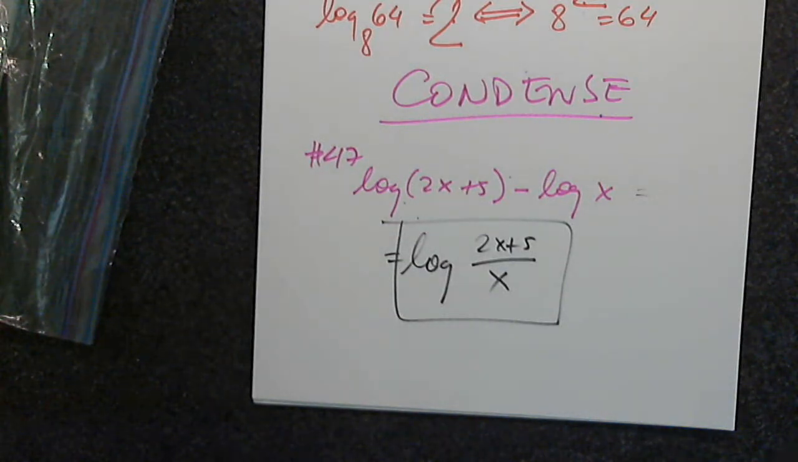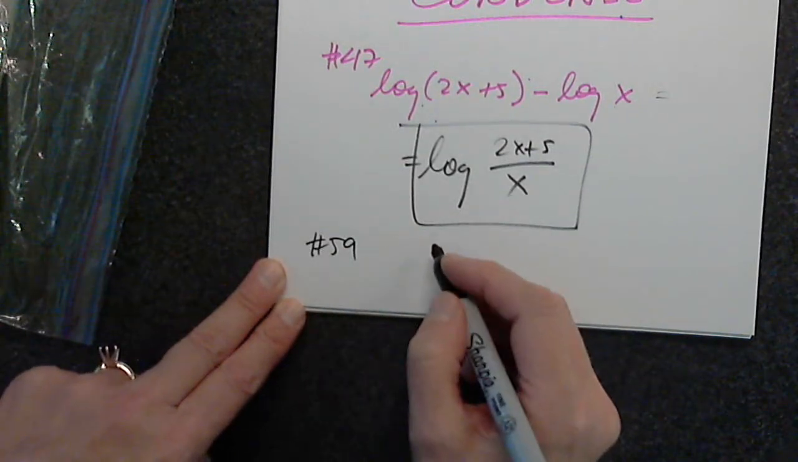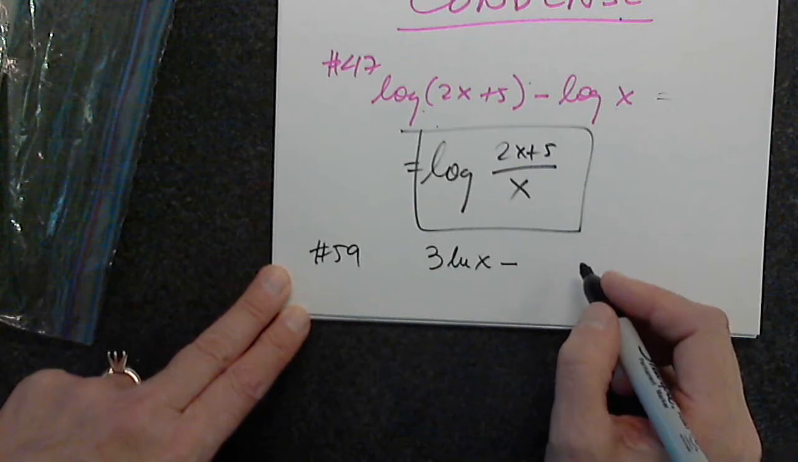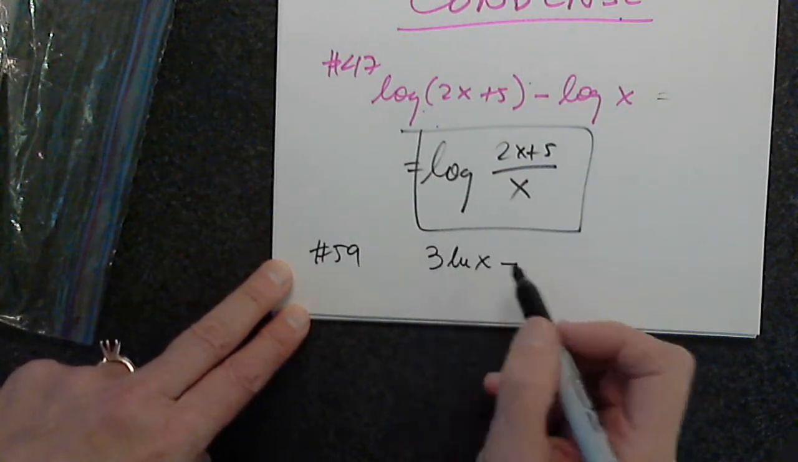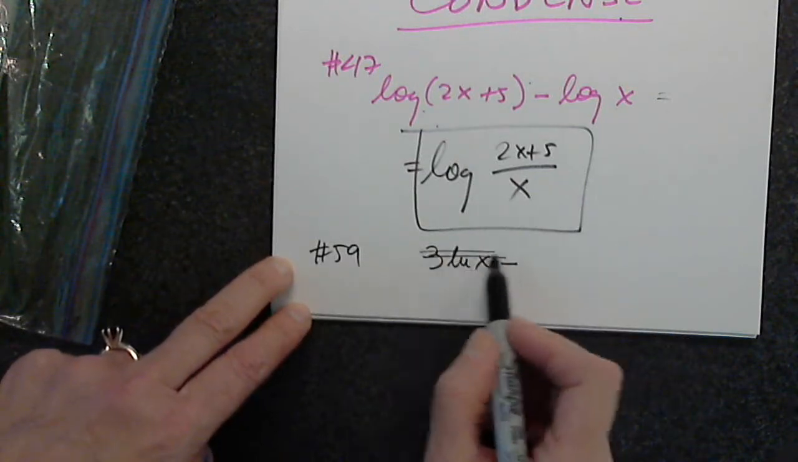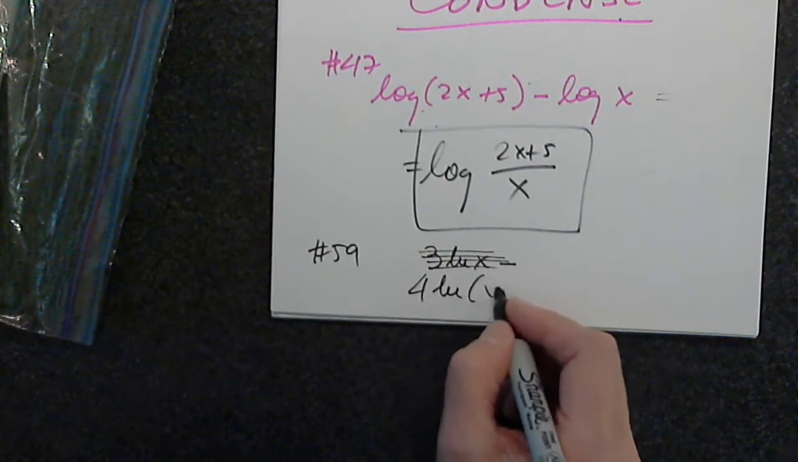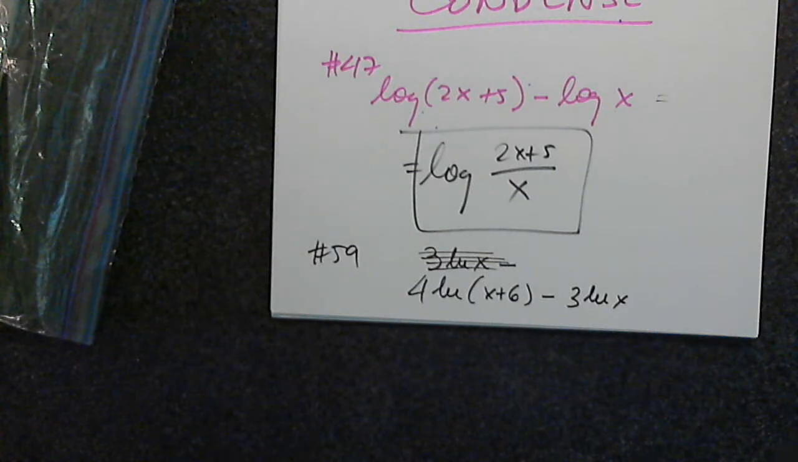Let's look at, let's say, 59. Same page. 3 natural log x minus 4 natural log of x plus 6 minus 3 natural log x. I'm copying for 57. Since we started with 57, I'll do 57 as well, but let's finish this one because we started it.